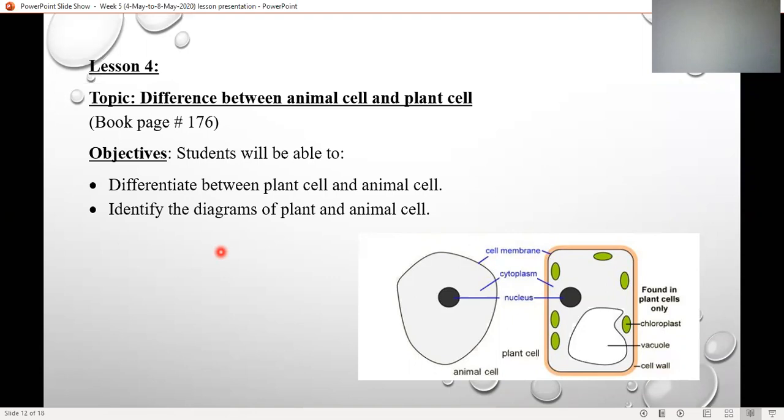You already have some things in your mind about the parts of the animal cell and the parts of the plant cell which are different, right? And then we'll identify the diagrams of plant and animal cells. So at the end, you are going to be able to identify that this is the diagram of the animal cell and this is the diagram of the plant cell, right?